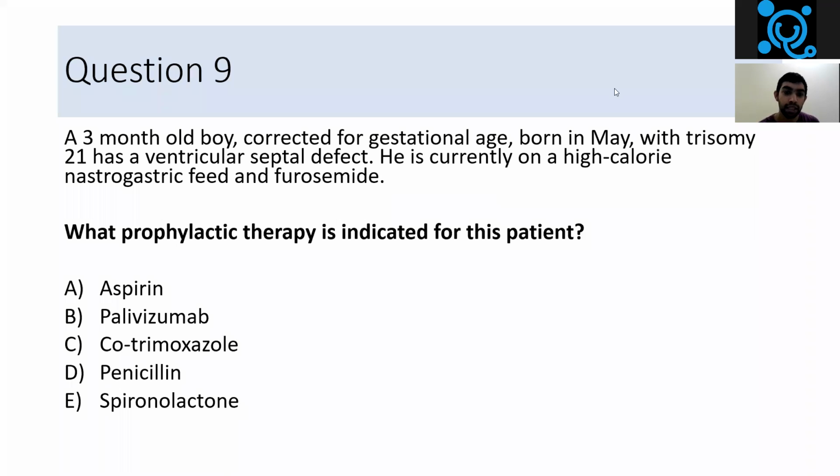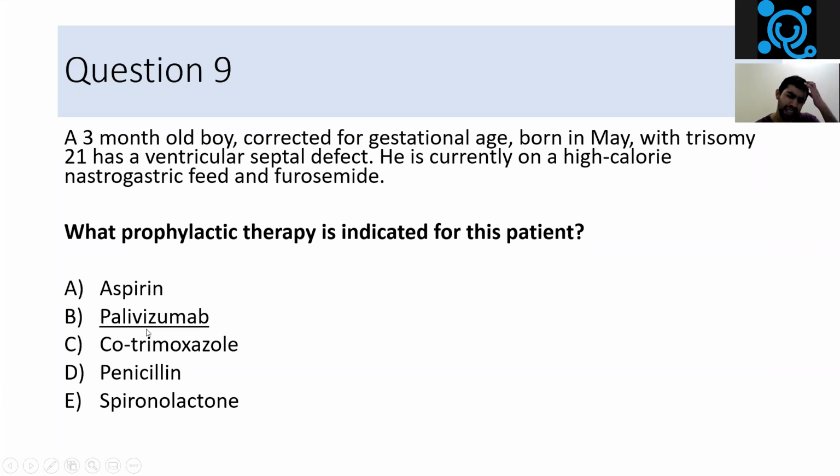So this makes him at extremely high risk of basically getting quite a serious bout of bronchiolitis. Okay, and the prophylaxis that we give for bronchiolitis is a monoclonal antibody called palivizumab. Okay, so the answer is B.